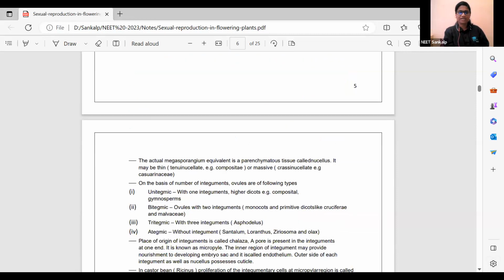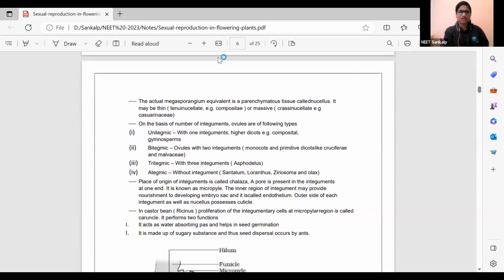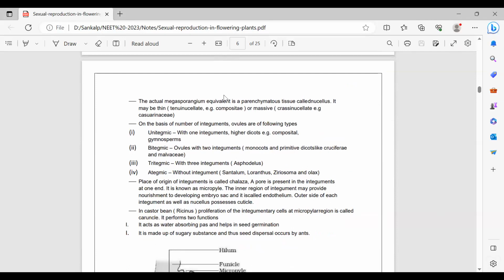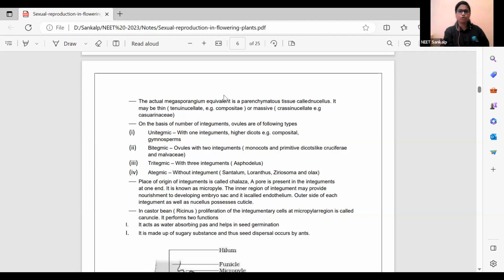Komala, can you read from the actual megasporangium? The actual megasporangium equivalent is parenchymatous tissue called nucellus.